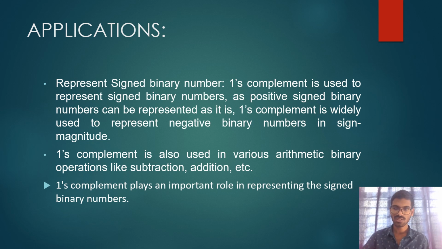It is used to represent both signed and unsigned numbers, that is, negative binary numbers in signed magnitude. It is also used in various arithmetic and logical operations like subtraction, addition, etc. It plays an important role in representing signed binary numbers. Without 1's complement, the computer can't understand signed binary numbers. So using 1's complement, you can represent both +9 and -9, as I said earlier. So according to this, we are representing both 1's and 2's complement in the system.